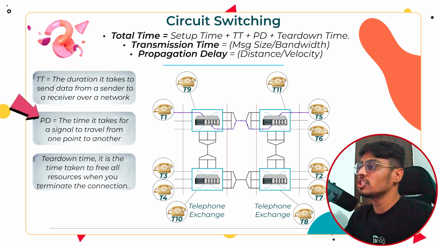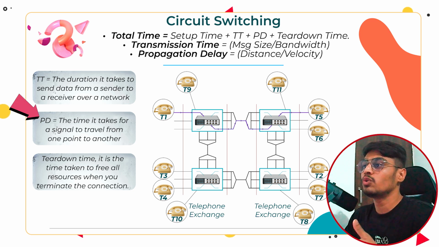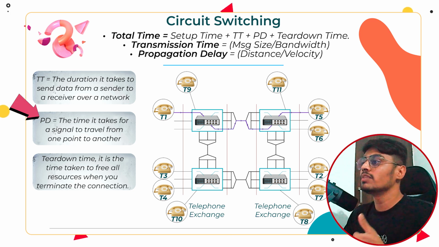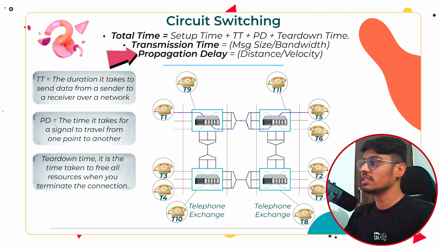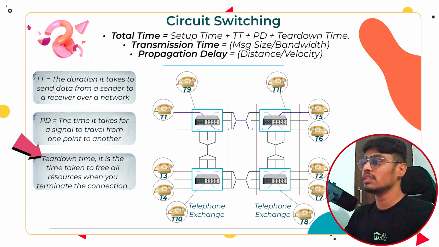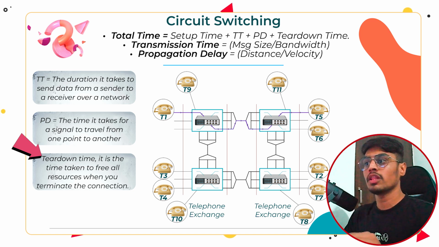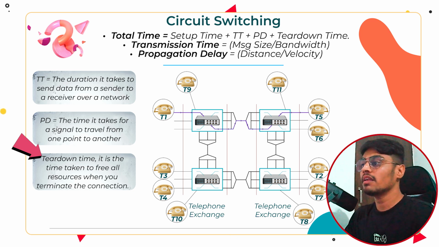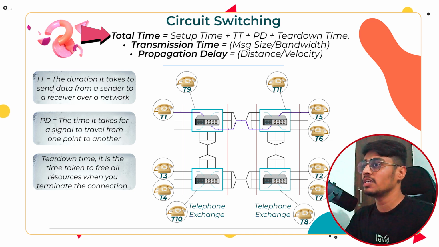Next there is propagation delay, the time it takes for a signal to travel from one point to another, which is distance divided by velocity. This is propagation delay. Finally there is tear down time, which is the time taken to free all the resources when you terminate the connection. The total time is the sum of all these components. Okay, these are the major concepts of important points related to circuit switching. The total time equals setup time plus transmission time plus propagation delay plus tear down time.